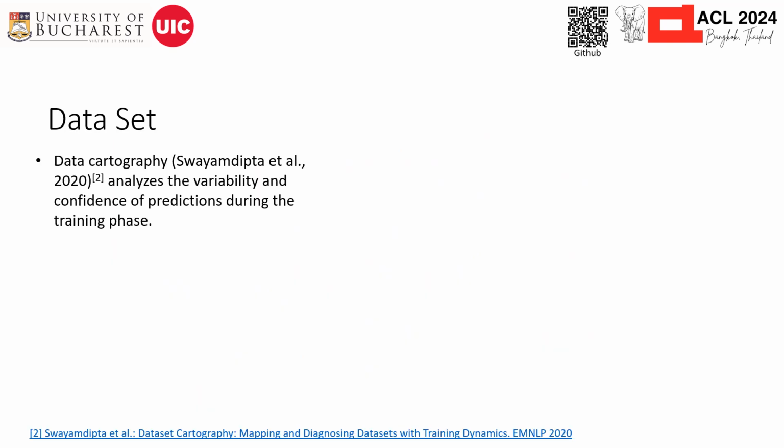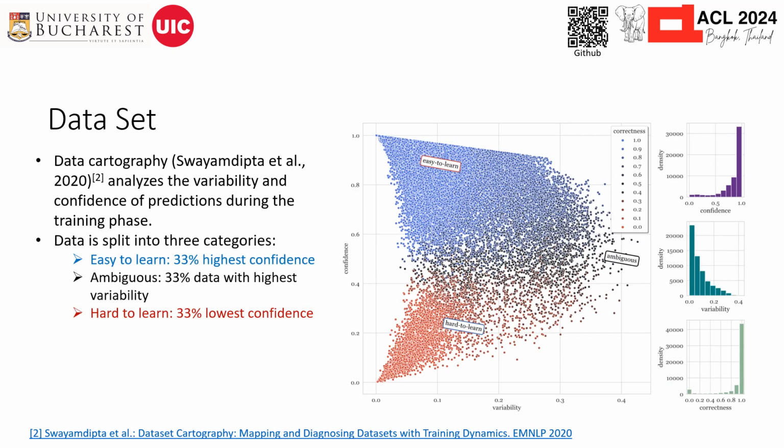Another technique which we have used is data cartography, which analyzes the variability and confidence of predictions during the training phase. Data is then split into 3 categories: easy to learn, ambiguous, and hard to learn. The easy to learn is the data with the 33% highest confidence. Ambiguous are the 33% data with highest variability, while the hard to learn data are the 33% with the lowest confidence. This means that some of the data splits could have overlaps between them.